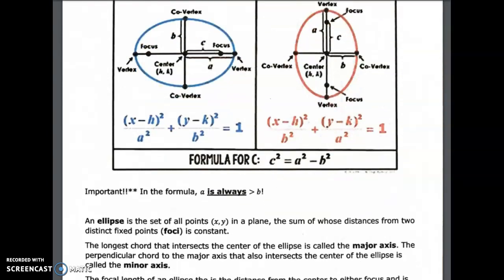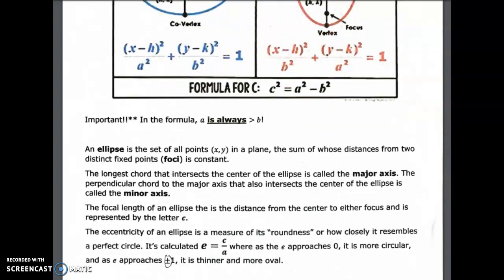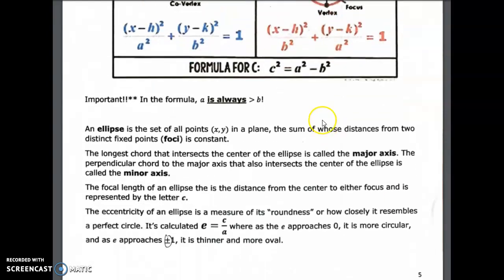Okay, so there's a lot of information there, a lot of new vocabulary. The h and the k are still the coordinates of your center point. Graphing ellipses is super easy, easier than graphing parabolas. And really the most important thing to remember about the formula for ellipses is that a is always the major axis, and so therefore is always greater than your b.